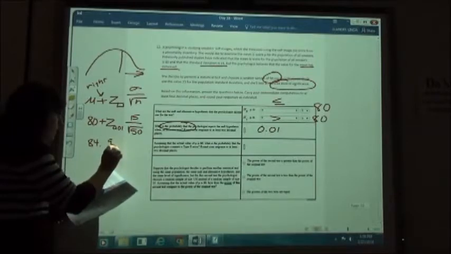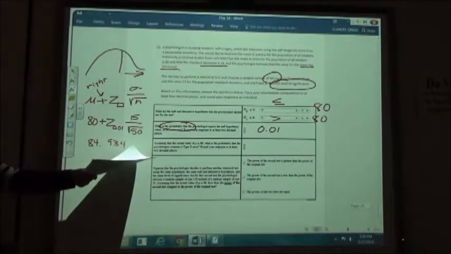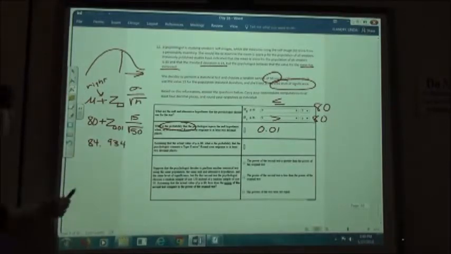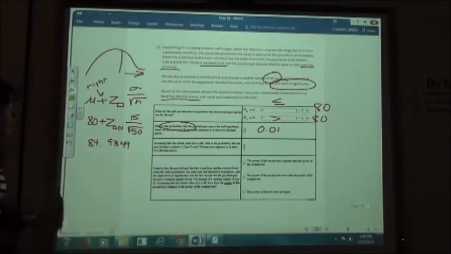Nine what? 934. 3, 4? Okay. Is there a number after the 4 or is it a 0? 9? Because it says to carry it out to 4 decimal places. So that means 4 after the decimal. So 84.9349. Getting that number? Haven't typed it in yet? Still writing?